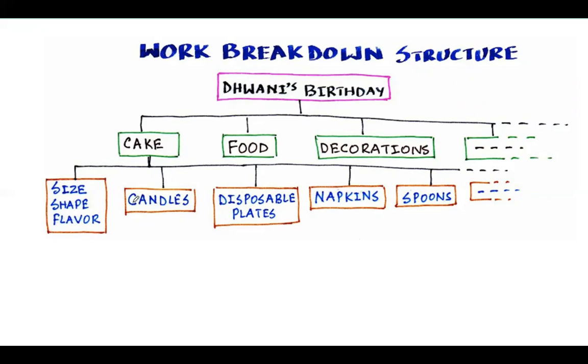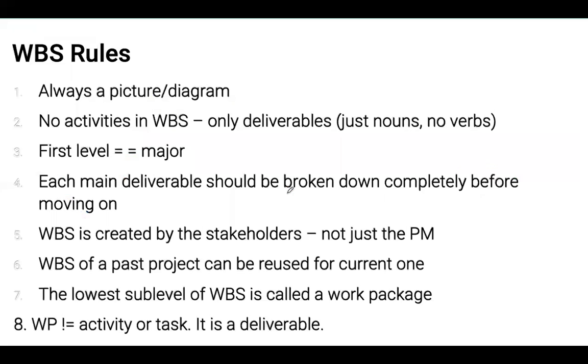So let's think about it the other way. For the deliverable of that person's birthday, you need to have a deliverable of cake. And for the deliverable of cake, you need to satisfy the deliverables of size, shape, and flavor, deliverable of candles, deliverable of disposable plates, napkins, spoons, and so on. So we're identifying the deliverables that are required to satisfy a deliverable of a higher level.